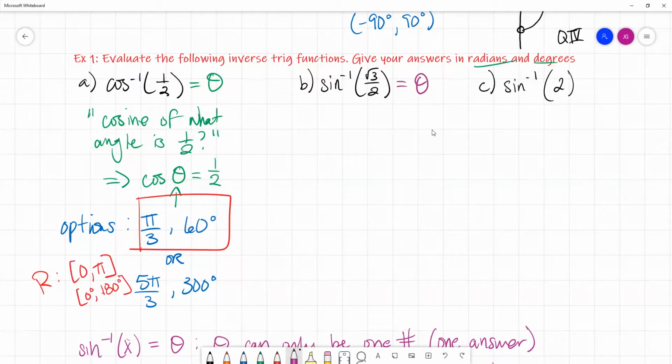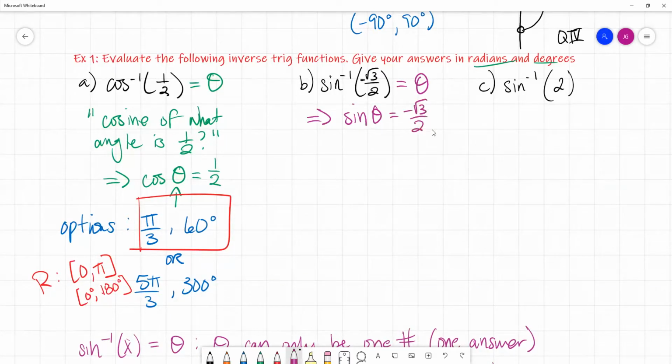So what angle theta? Sine of what angle is equal to root 3 over 2? Oh, and that actually should be negative, I apologize. This should be negative root 3 over 2. So then we write, this directly translates to sine of what angle is equal to negative root 3 over 2.